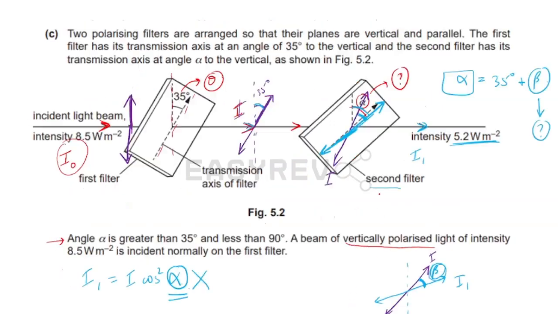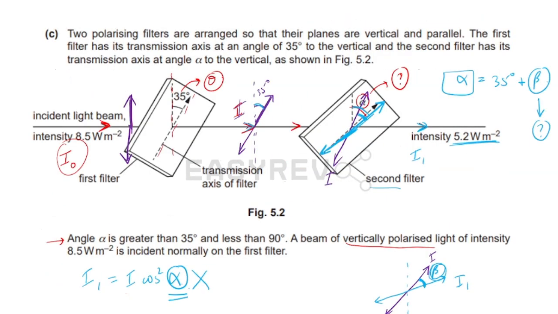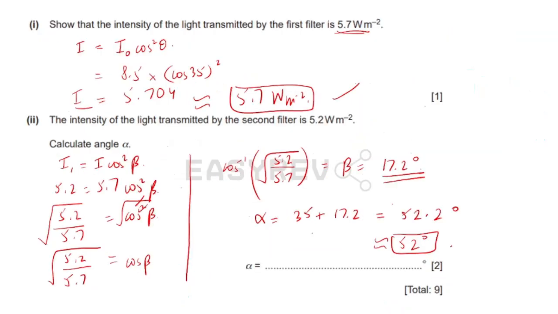So not only have we discussed some important properties of waves and sound waves, especially in the context of stationary waves, but we also discussed a little bit about polarization of light and how intensities change according to the angle tilt, right? So in our next video, we'll start off with question 6. Thank you for your time.